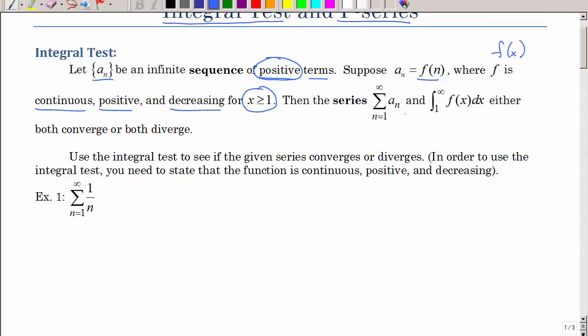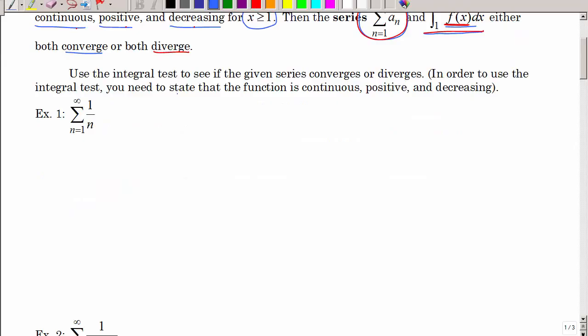Why? Because the integral test is going to say if we take the integral from 1 to infinity of this continuous positive and decreasing function and it converges, then the corresponding series converges. However, if that integral of that continuous positive and decreasing function diverges, then the associated series diverges. We have to be very careful of notation. We have to use a different variable to indicate that we're using functions of real variables so we can have that continuity. So we're going to use the integral test to see if a series converges or diverges.